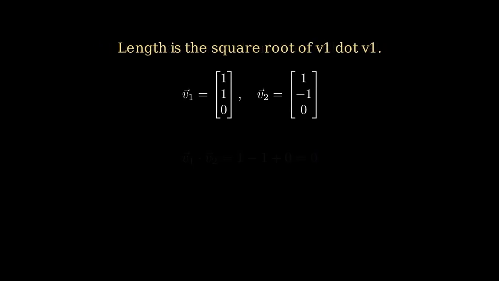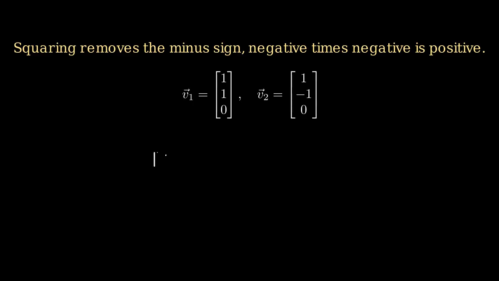Now let's find the length of each vector. The magnitude of v sub 1 is the square root of v sub 1 dot v sub 1, which is the square root of 1 squared plus 1 squared plus 0 squared, giving the square root of 2. By the same method, the magnitude of v sub 2 is also the square root of 2, since squaring removes the minus sign on the middle component.